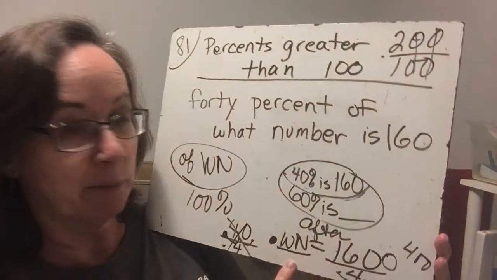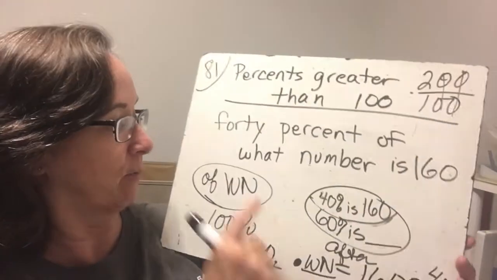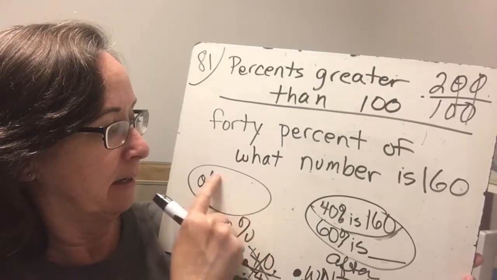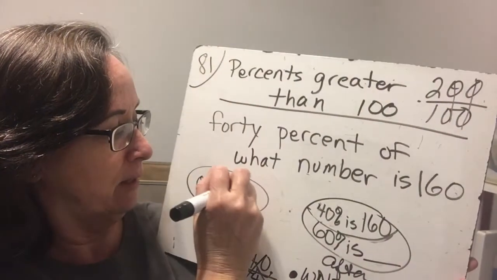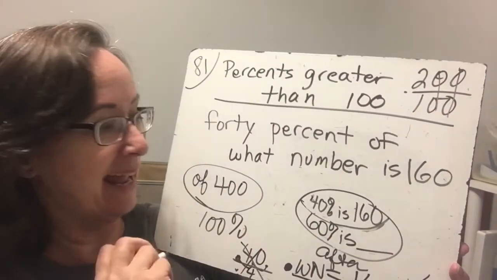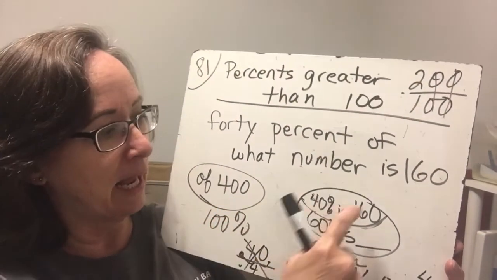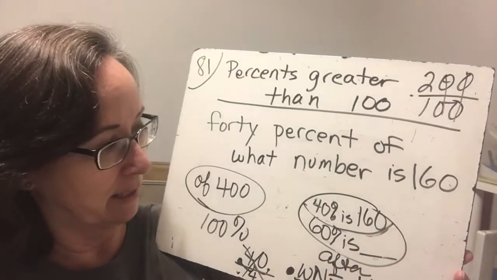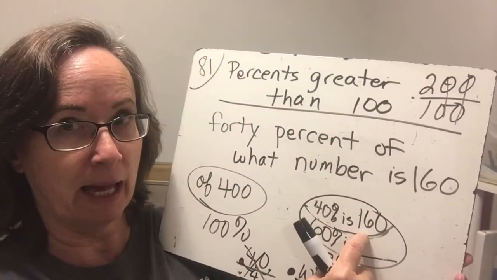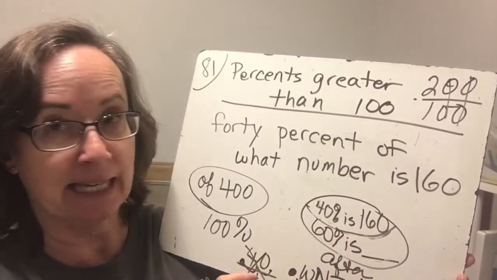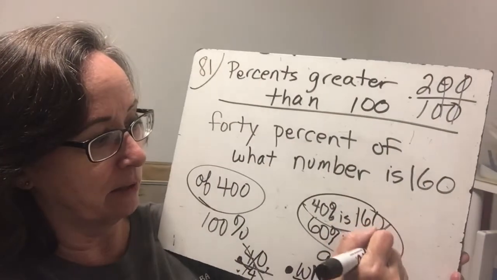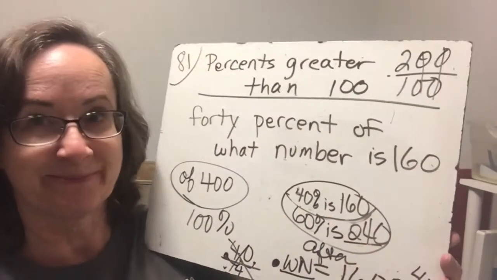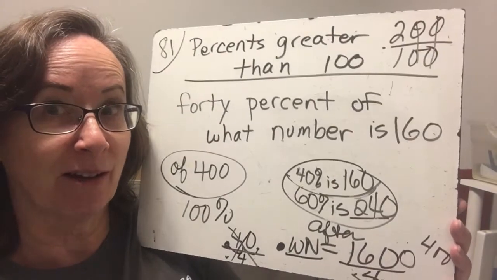So my big number, what number is 400? So right here, this number is 400. Now that I know that's 400, I know that these two numbers must add to 400. So 400 take away 160 is going to be 240. And now my problem is all filled in.